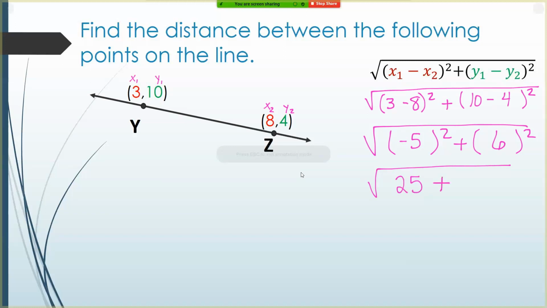Plus 6 squared. This time it's positive, so I'm going to take 6 times 6, which is 36. Then I'm going to add these two numbers together. I'm going to take 25 plus 36, and that gives me 61.